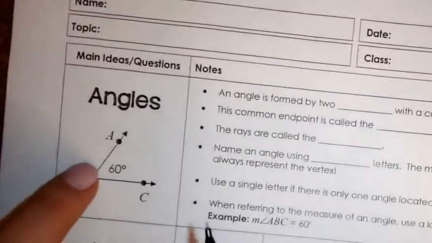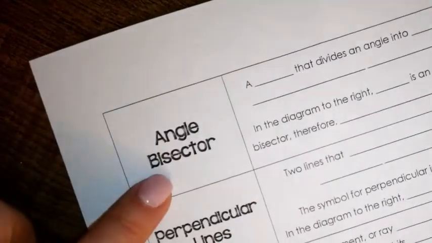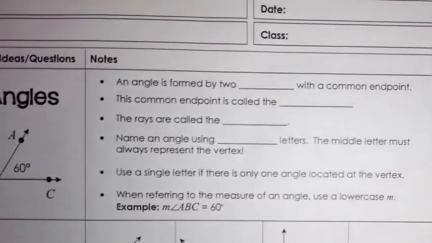We're going to focus on angles. It's only one piece of paper, front and back, so the other side should have angle bisector and the front side should have angle. So we're going to start.